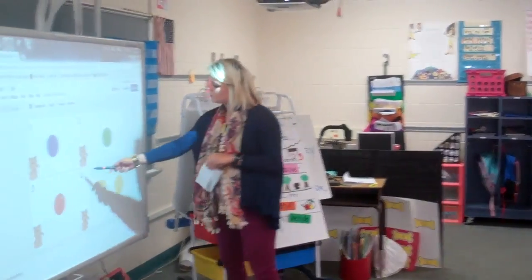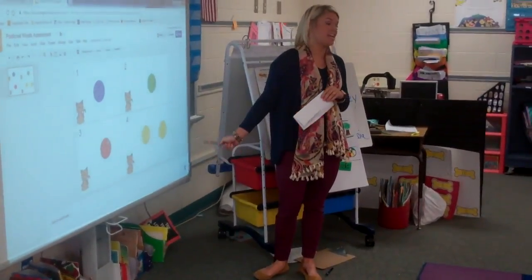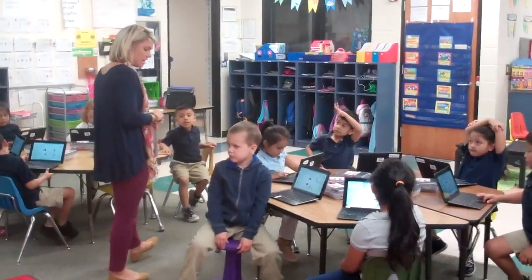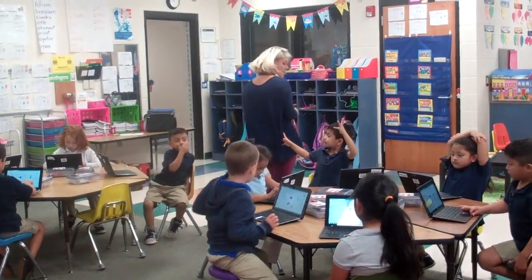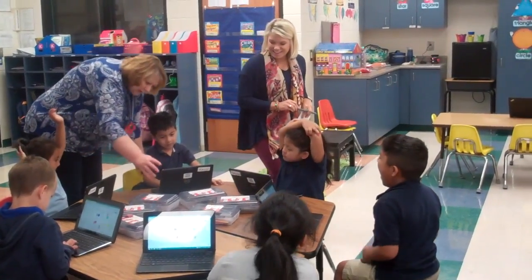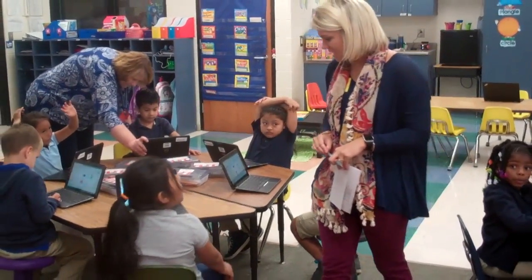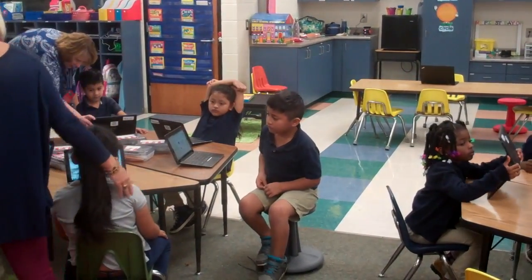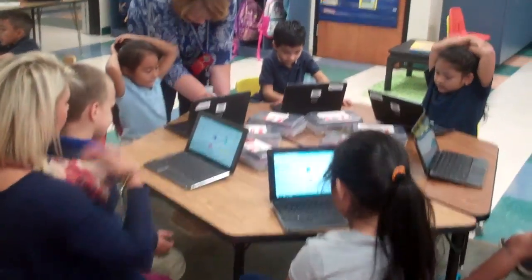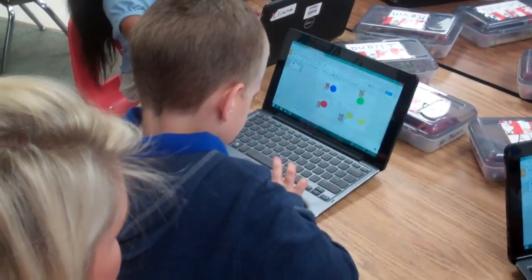Okay, so find the last square with the four in the corner and the two yellow dots. So move the cat in between the two yellow dots. In between. In between. And then he comes back. And now will you put him again where you thought he went? Where you had him.